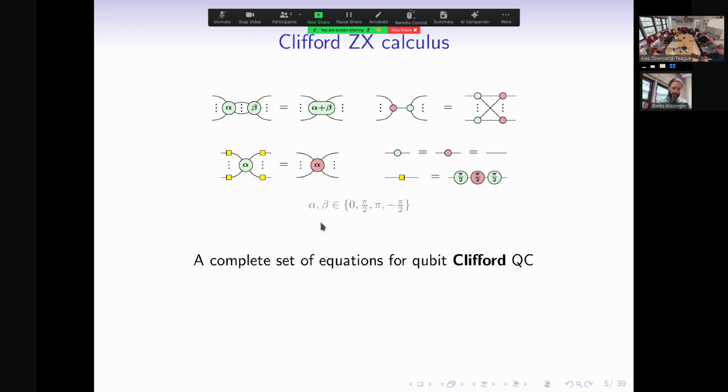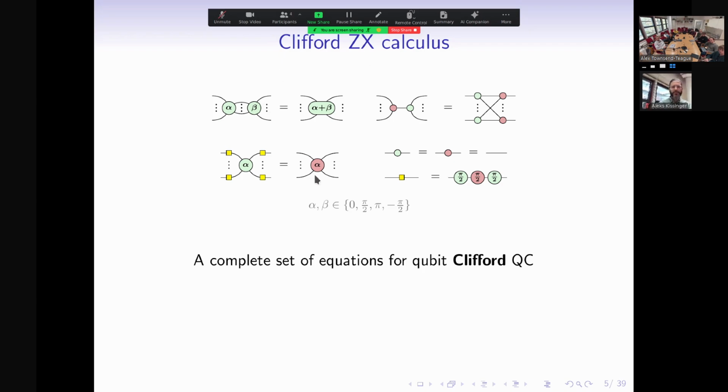Okay, and so probably the most studied fragment is what's called the Clifford fragment of the ZX calculus. And this is where we restrict the parameters to be integer multiples of pi by 2. So if you think about the circuit analog of this, I start with Clifford plus phase circuits, built out of say CNOT, H, and Z alpha gates, and then I just restrict my Z alpha gates to be powers of S gates. So this is like Clifford circuits. This is the ZX analog to that restriction.